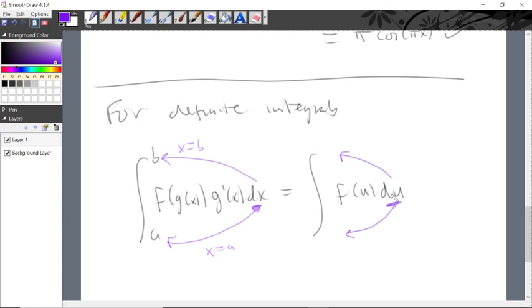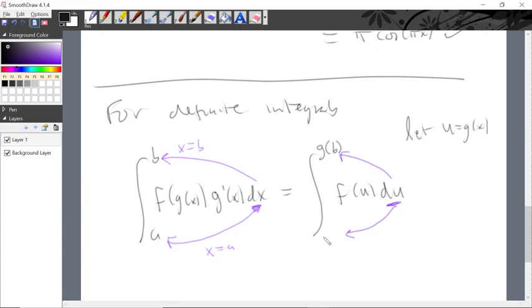So we have to find out what the values are that we should be putting here. If we're letting u equal the inner function g of x, then for any value x that we can plug in from the domain of g, we're going to get an output u. So if x is equal to b, then up here we're going to have g of b, because that would be the value of u when the original upper bound was plugged in. So this is a value of u right here.